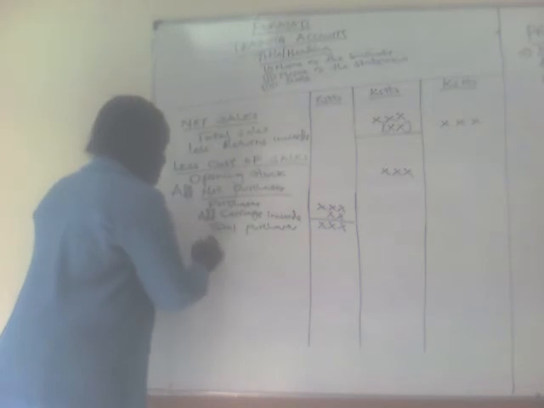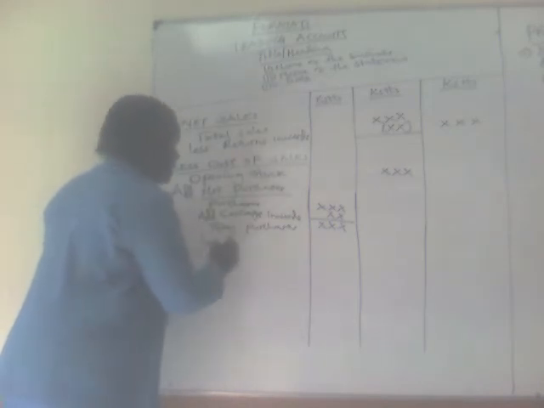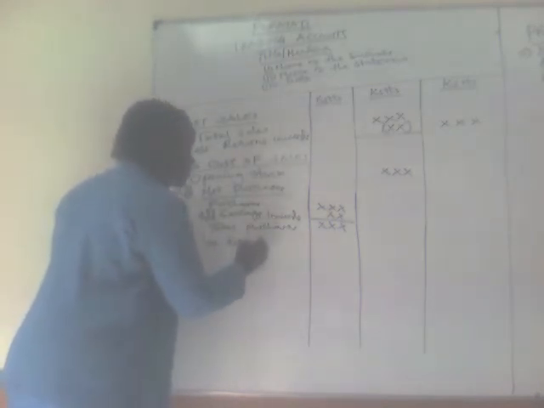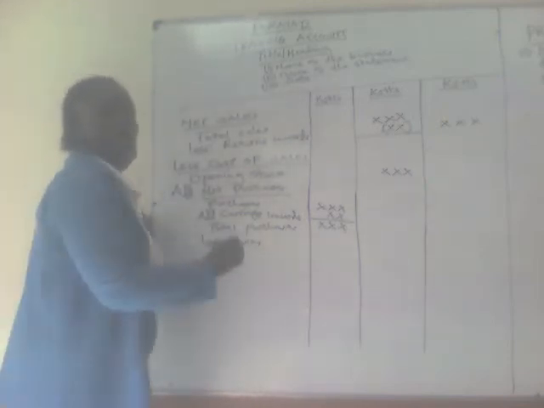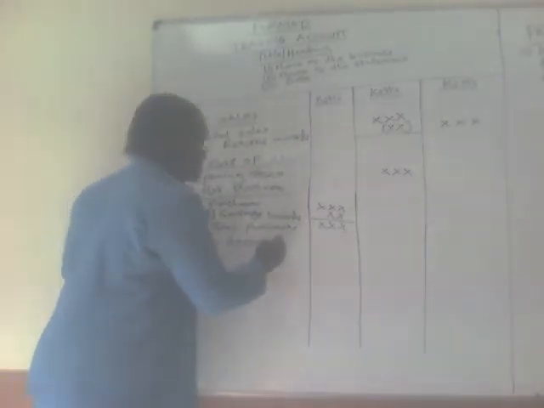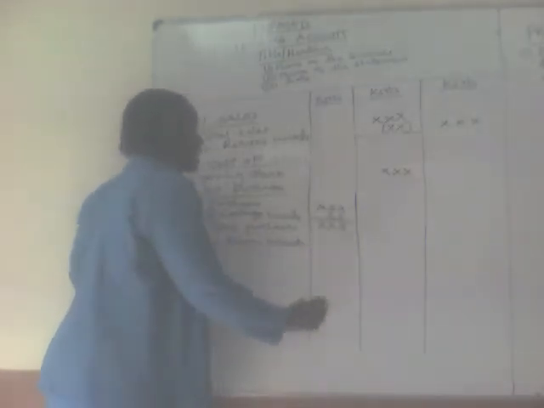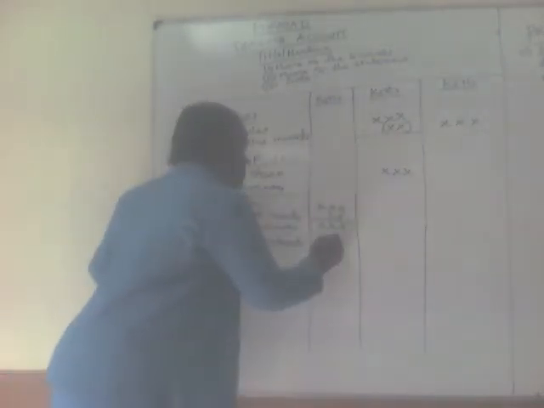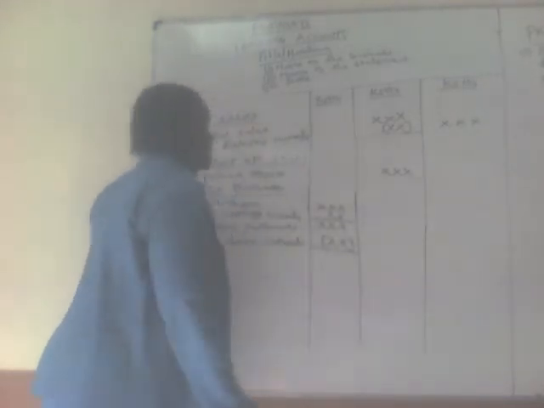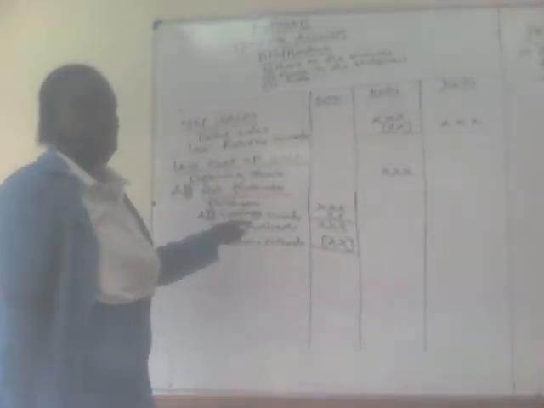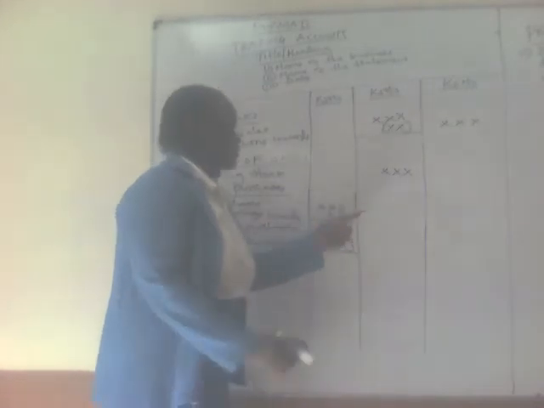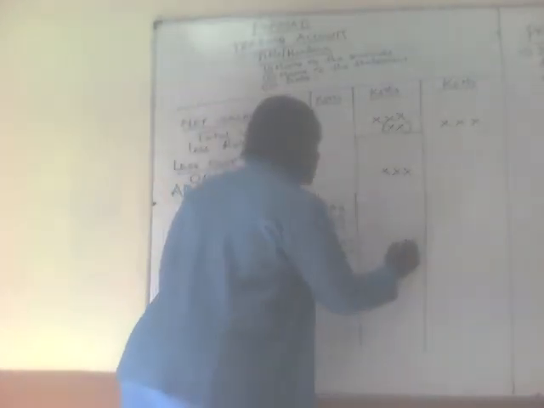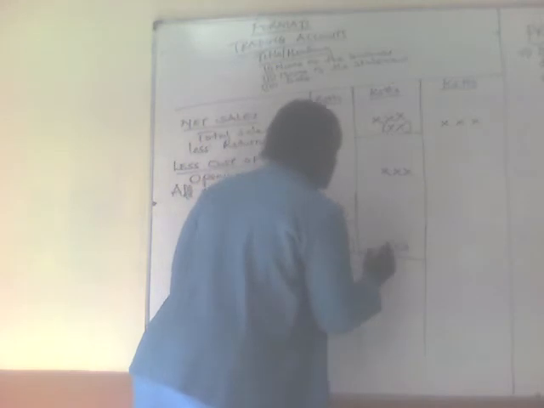Then we erase returns outwards. After purchasing, there are some goods which you return to the supplier. We call it returns outwards. So you erase them from the total purchases. The amount which you get, we call it net purchases. So we transfer it to the second column so that we add to the opening stock.